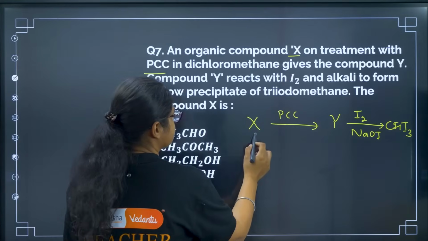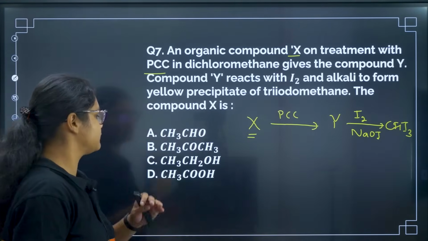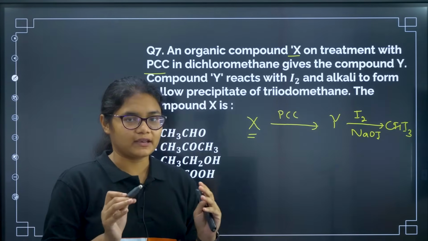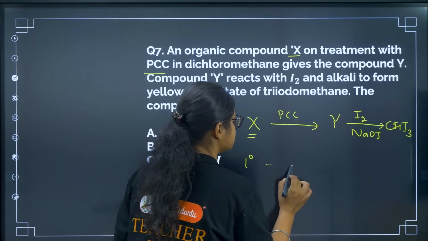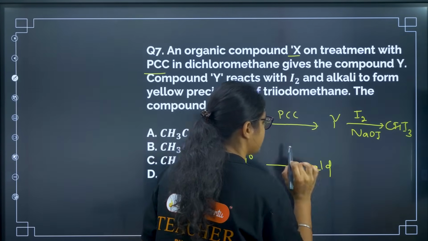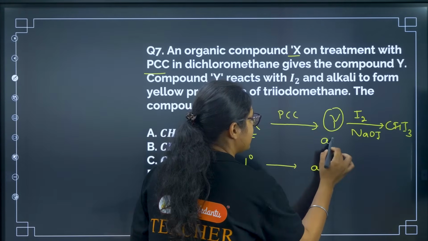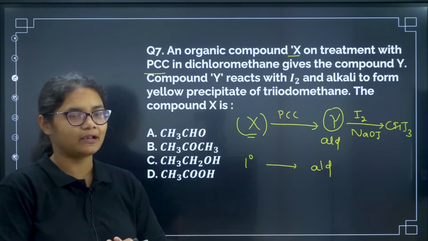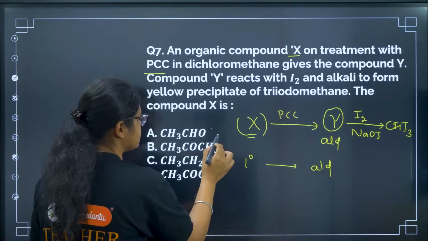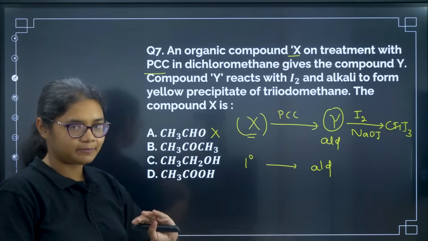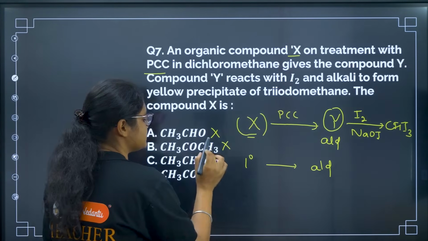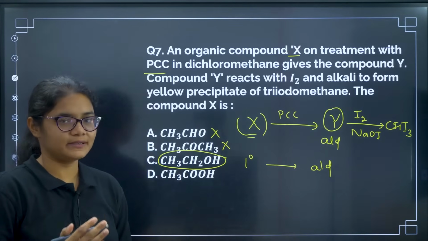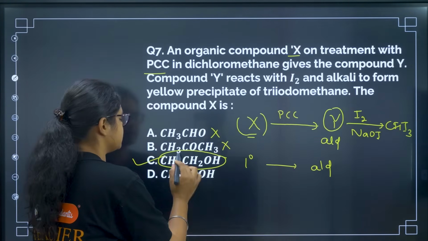The compound X is. So first of all, based on the options, we can easily do it. See, whenever PCC is taken, we have studied that primary alcohols are converted to aldehydes, right? So this one must be an aldehyde and this X has to be an alcohol, and it has to be a primary alcohol. Now, if you see the options, this is an aldehyde, it will not further react with PCC. This is a ketone, this one will also not react. The only option left with an alcohol group is option number C. So the correct answer will be option C.